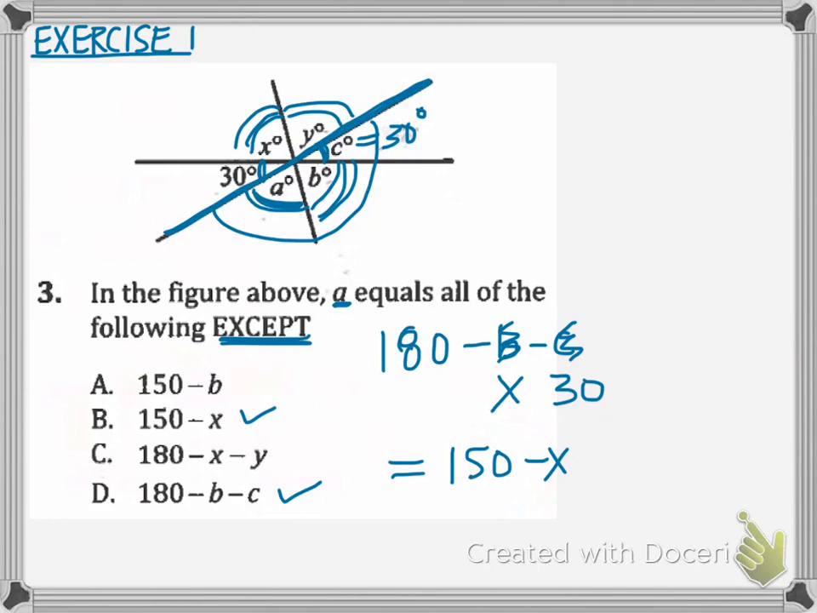And then let's see, we've got 150 minus B. Okay, so remember, X is also the same as B. So if I switch out X with B, then I'll get A. So the answer that did not equal A is going to be C.